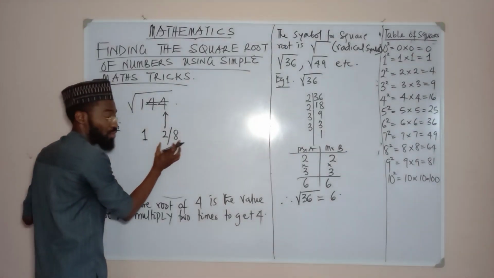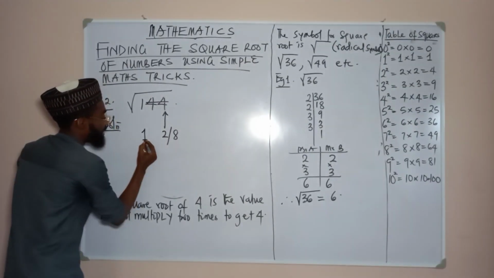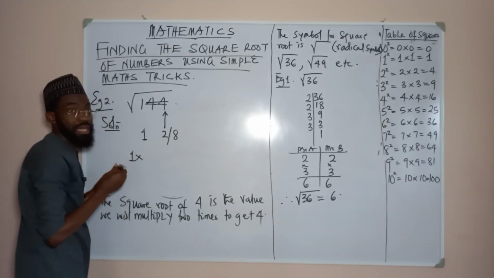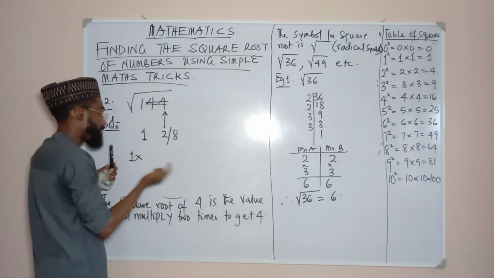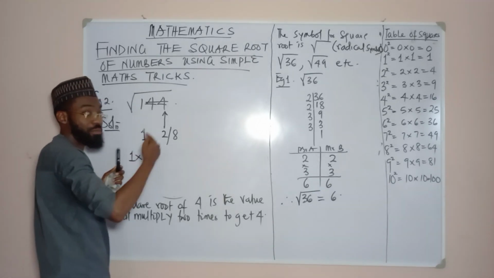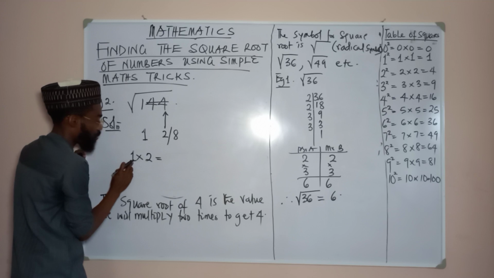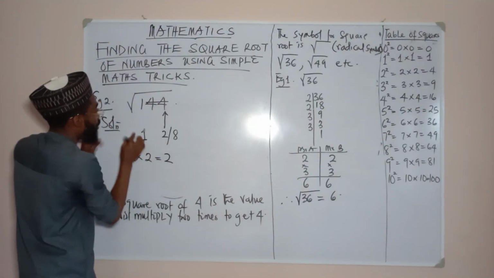How do I know which one to choose? This number you have gotten here, multiply it by the next number in the counting series. After counting 1, the next number you're going to count is 2. So multiply it by 2. I'm going to have that 1 times 2 is 2.